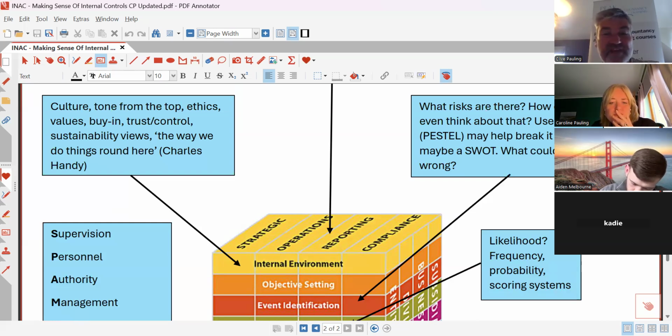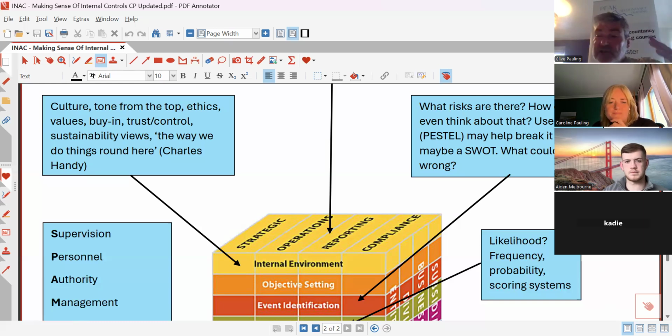Famous management theorist that I used to teach about to SEMA and ACCA students, poor things, Charles Handy, described the culture of an organization as the way we do things around here, the way we go about our day-to-day work, the values we have as an organization that we want to try and instill in our employees, basically.